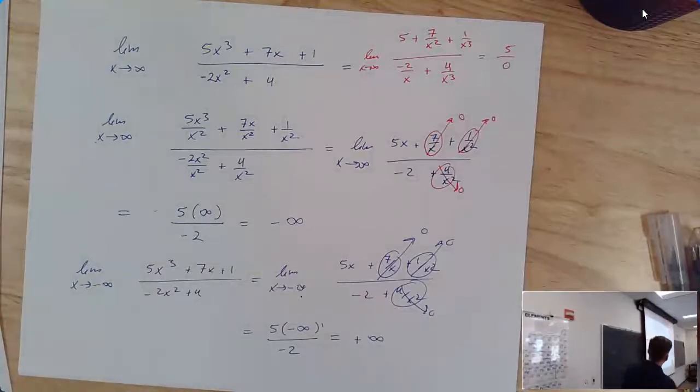Here's what I would say about this graph. I know that the graph of y equals 5x cubed plus 7x plus 1 over negative 2x squared plus 4 has a slant asymptote. We know it has a slant asymptote because it's a rational function where the degree on top is exactly 1 larger than the degree on the bottom. So it's essentially asymptotic to a slanty straight line.